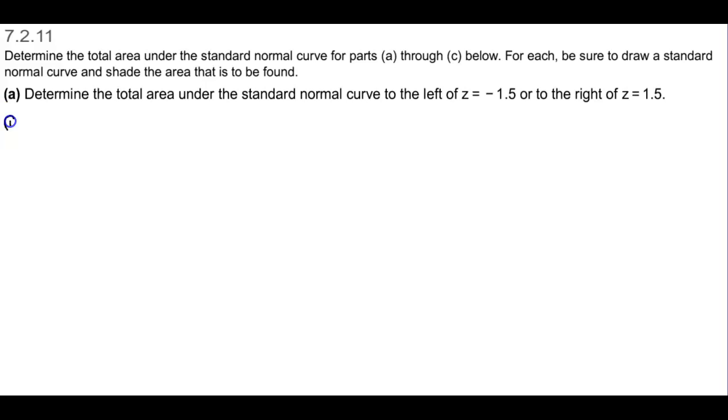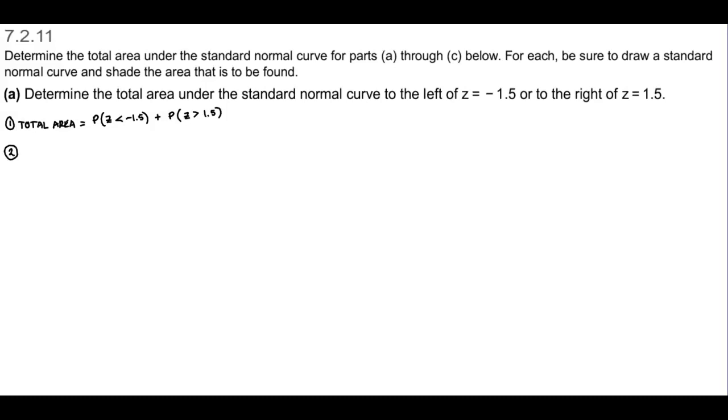So first thing we need to do is write out what we're looking for. What we're looking for is the total area. And so the total area is going to equal the probability of z less than negative 1.5 plus the probability of z being greater than 1.5.